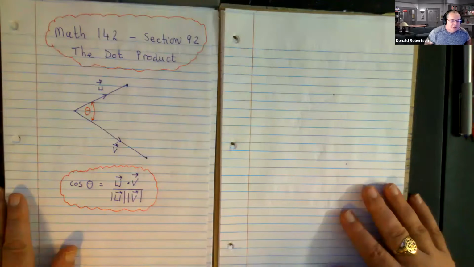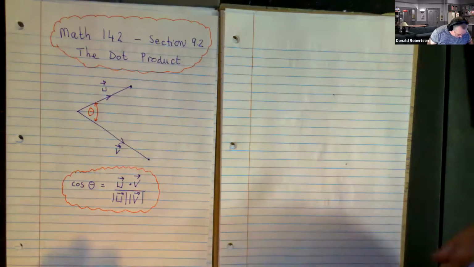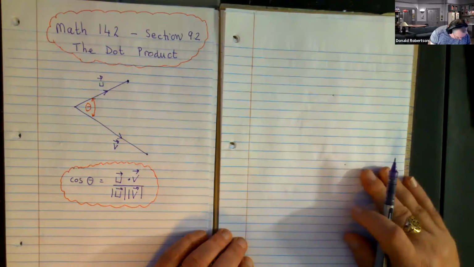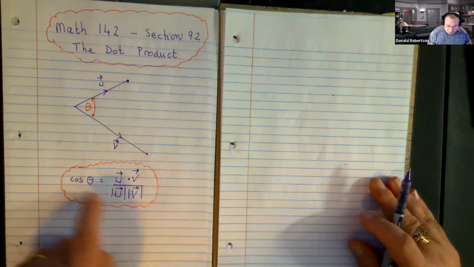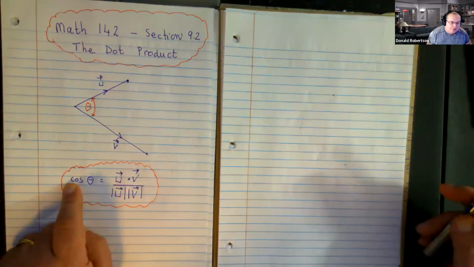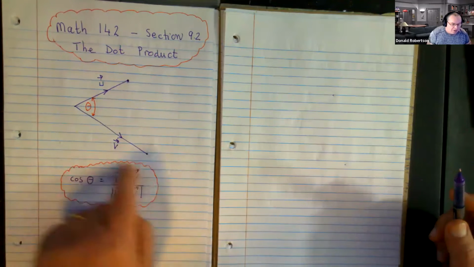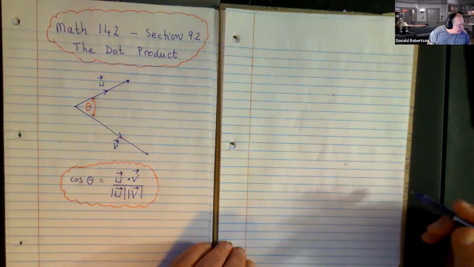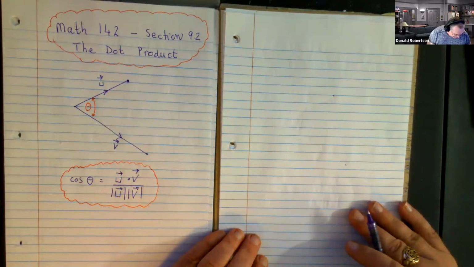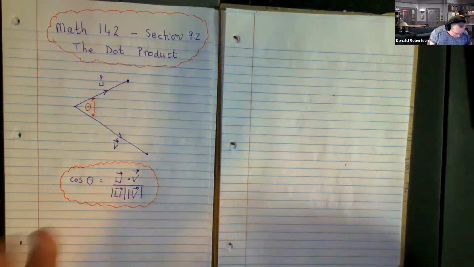Right. This is what we're going to be doing today, the dot product, and we've already touched on it before. Essentially, this formula here is one of the two common versions of the dot product. In this form, it allows you to find the angle between two vectors. And for a lot of questions, it's basically going to be plug and chug.